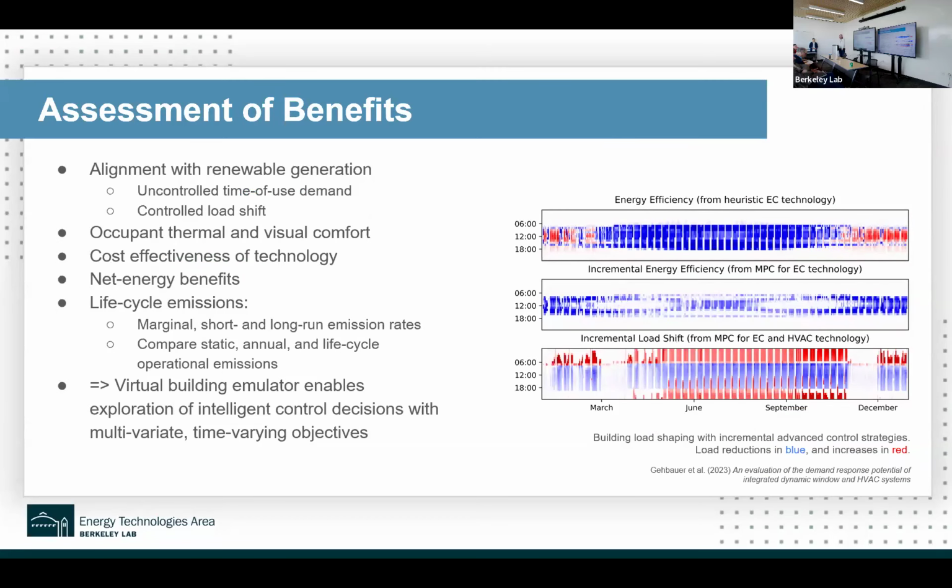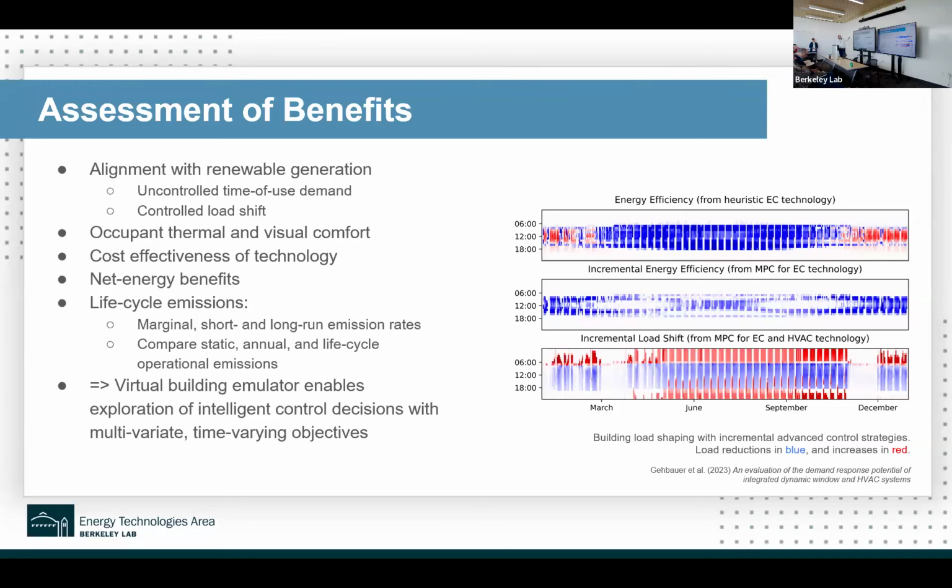There are obviously various benefits we're assessing during this process, which are again related to the control objectives. So it again relates to occupant comfort, to the cost effectiveness of the technology, to the benefits of the technology, as well as the life cycle emissions. And you can see here on the right a plot where we show some incremental benefits of a technology, of different control systems or different implementation of control systems.